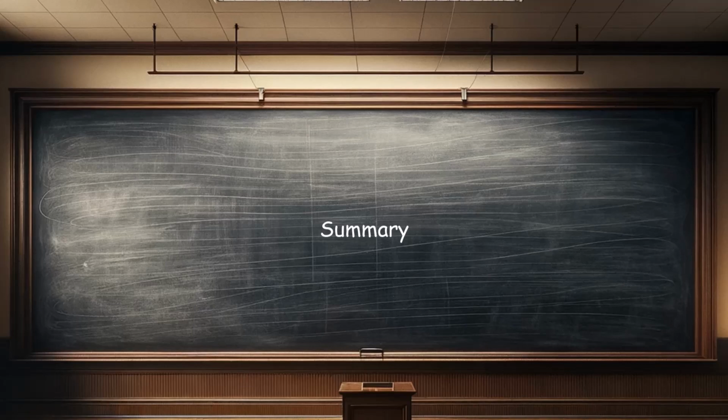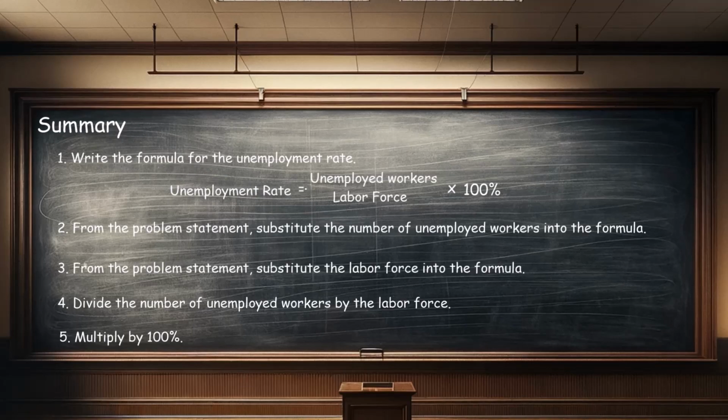This homework help video looked at how to calculate the unemployment rate as a percentage of the labor force. The solution used the formula: the unemployment rate equals the number of unemployed workers divided by the size of the labor force times 100%.